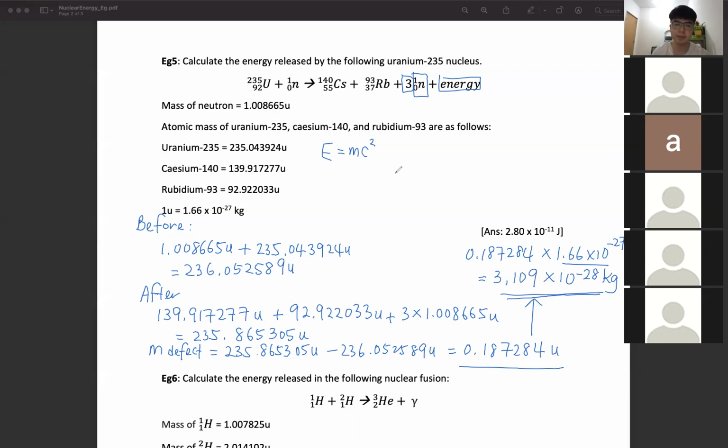Okay, so you get the mass defect from the equation, then you put in the equation: 3.109 times 10 power negative 28 times 3 times 10 power of 8 squared equals 2.80 times 10 power negative 11 joule. This is your answer.